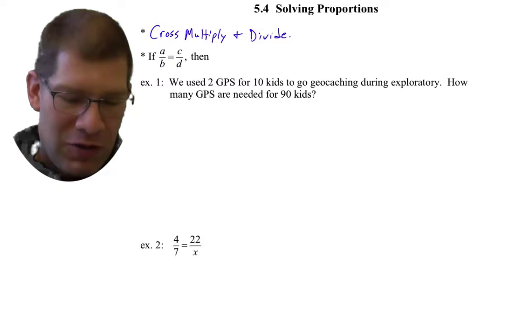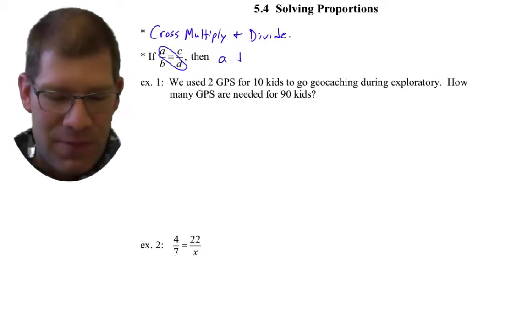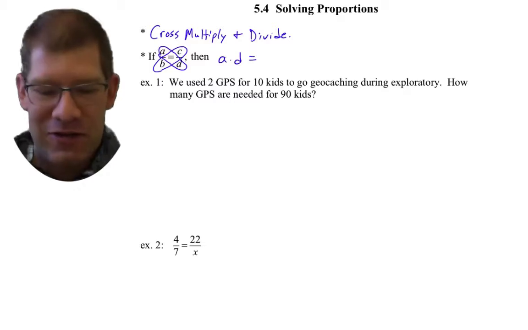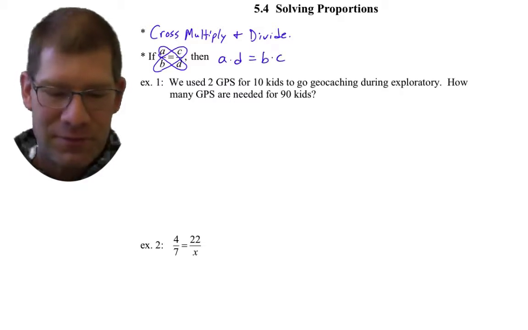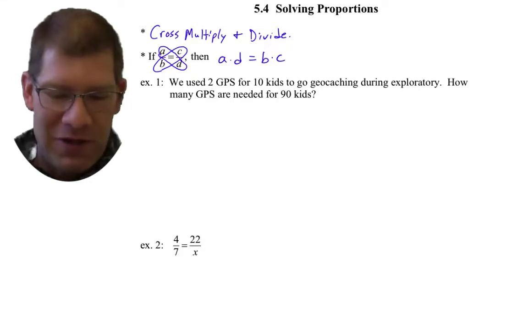Then what you could do is multiply kind of diagonally across there. So that's going to give me A times D equals, then you could do the other set of diagonals, B times C. And that may not make a ton of sense. The example will definitely help. So let's jump down to the example.